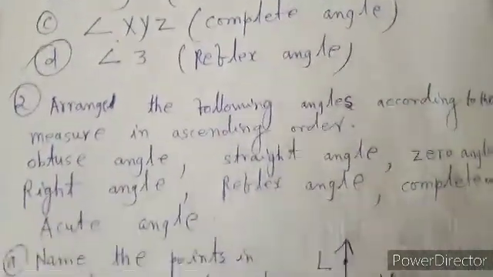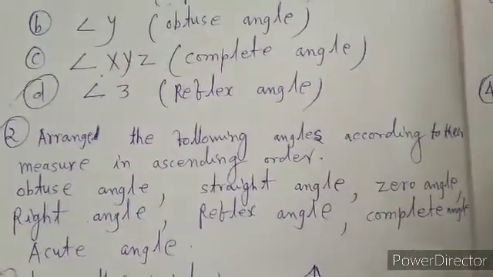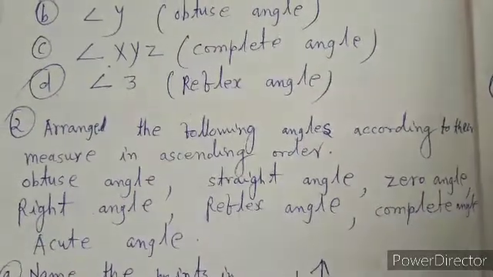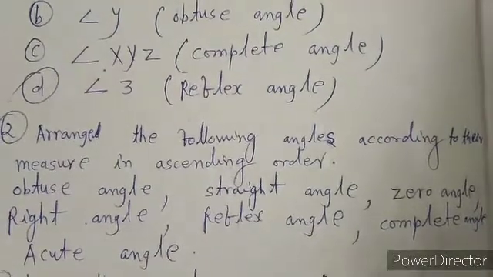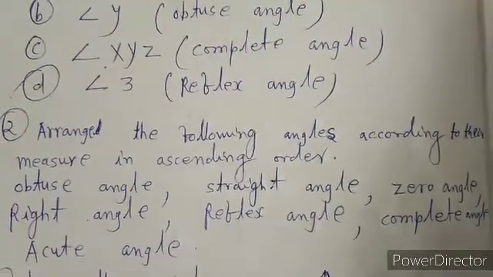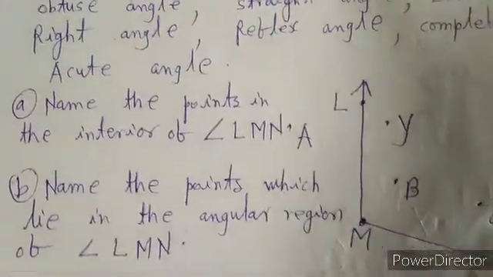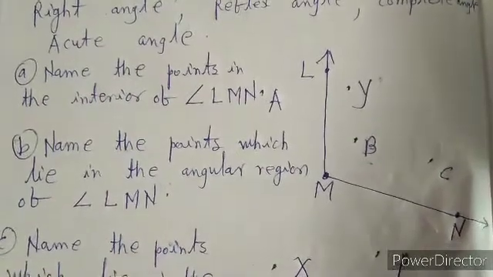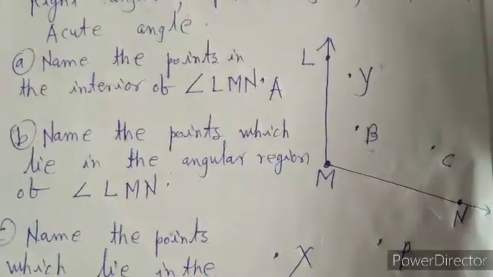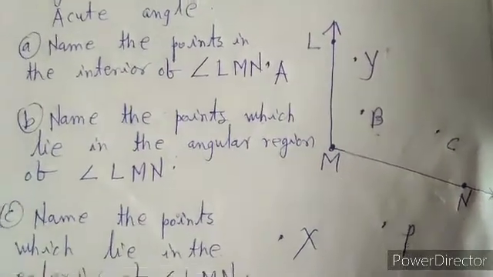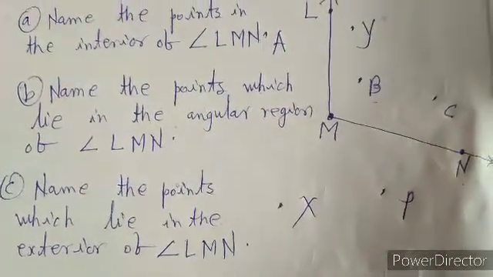Question number 2. Arrange the following angles according to their measure in ascending order: obtuse angle, straight angle, zero angle, right angle, reflex angle, complete angle, acute angle. In A, name the points in the interior of angle LMN. In B, name the points which lie in the angular region of angle LMN. In C, name the points which lie in the exterior of angle LMN.